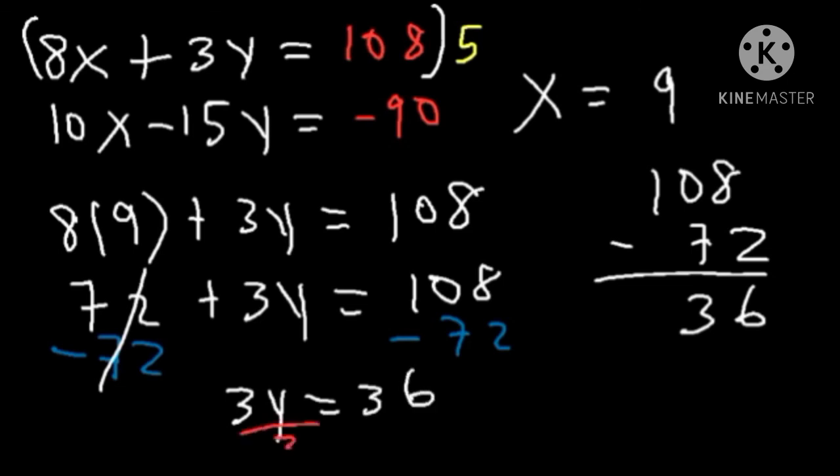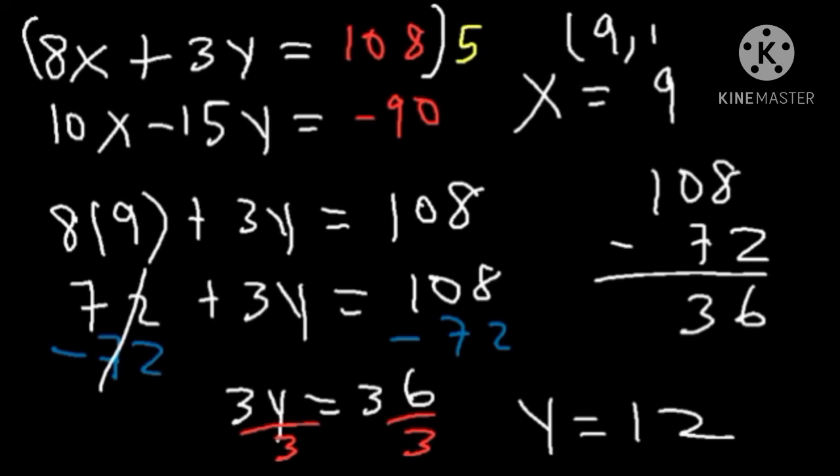And now let's divide both sides by 3. So 36 divided by 3 is 12. So we have the point 9, 12. That's the answer for this particular system of equations.